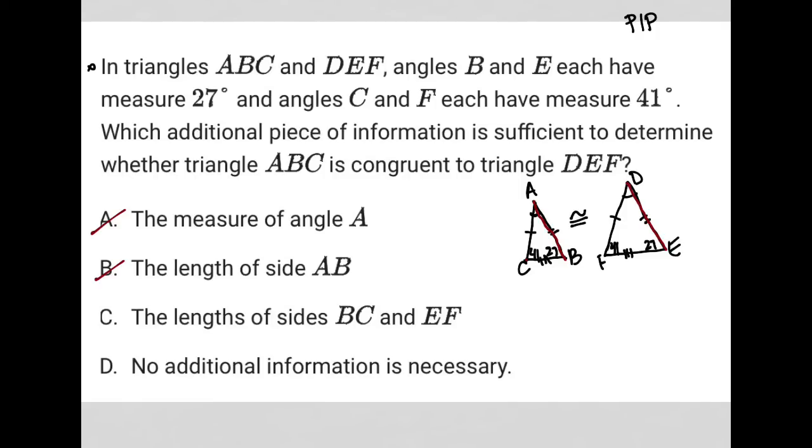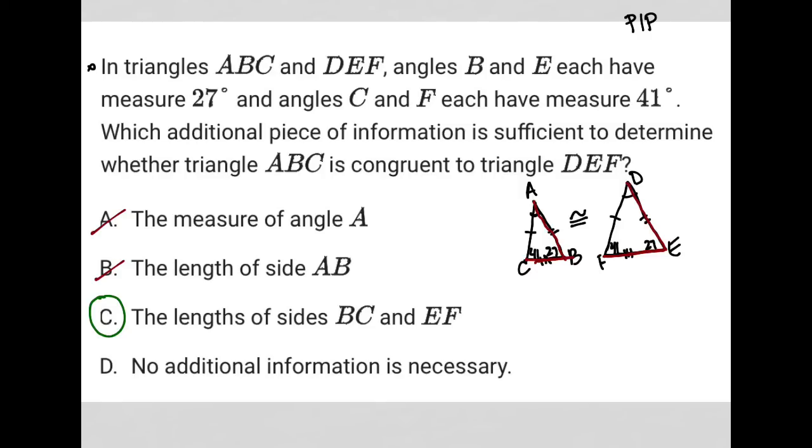So if I knew BC and I knew EF, okay, well, if those were different, then I would know automatically that these two triangles are definitely not congruent. If those two side lengths were congruent or equal to each other, then I would know that these two triangles are congruent. So yeah, I think choice C is the right answer, right? So the lengths of sides BC and EF, if we knew those, that would help us to determine whether or not triangle ABC is congruent to triangle DEF.